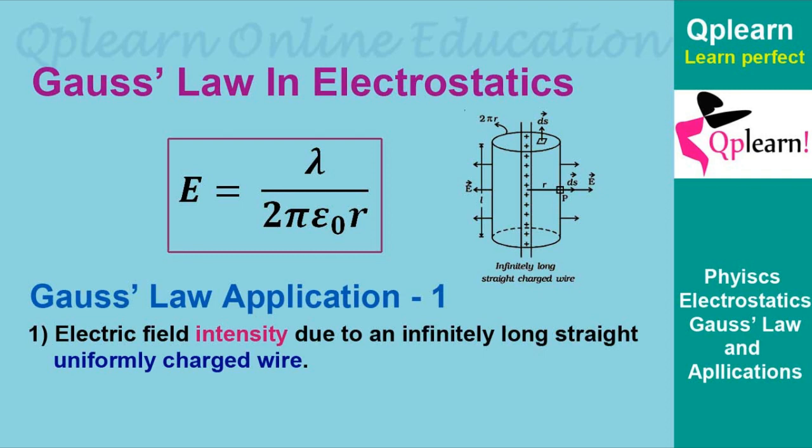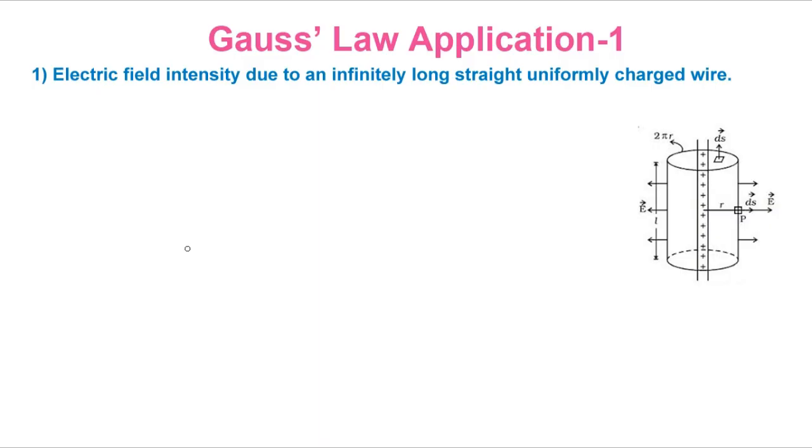Today is one of our new topics, the Gauss law applications. There are mainly three applications in Gauss law, and I would like to discuss one of them with you today. The first one is the electric field intensity due to an infinitely long straight uniformly charged wire. So this is one application.